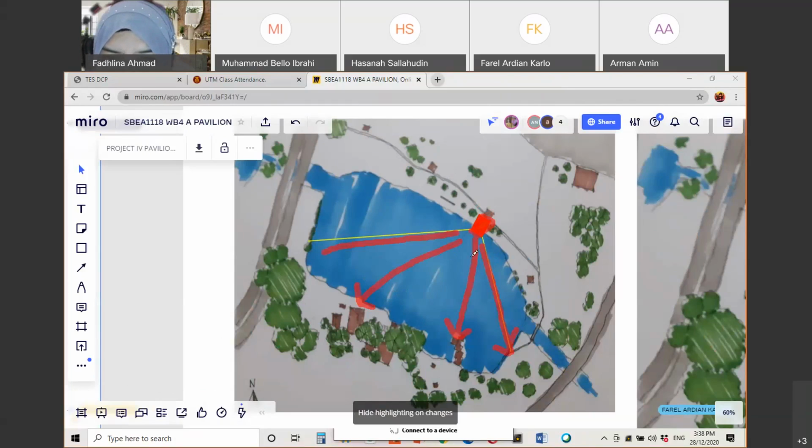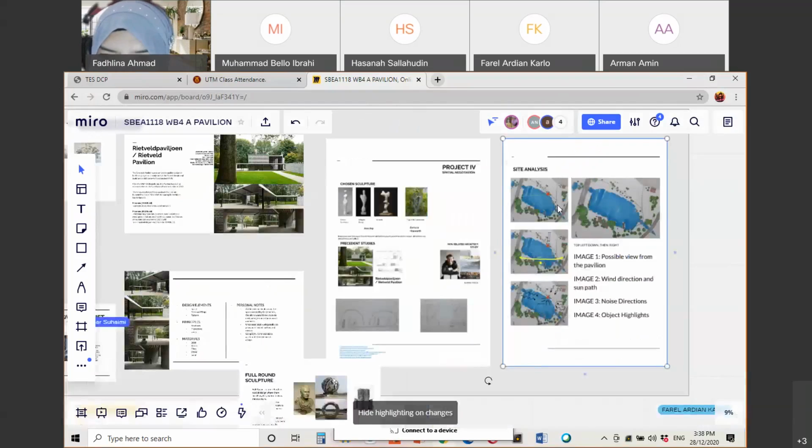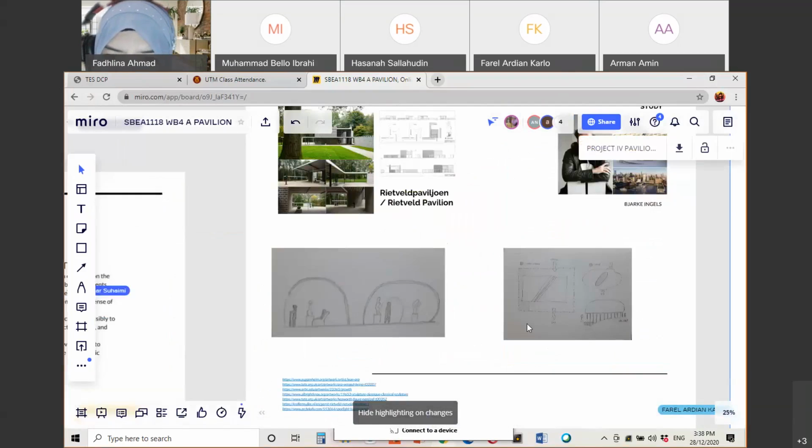You will need to know where the best view is that you want to capture and where you want to put your lookout spot, because the lookout spot is one of the requirements in your P4, right? Yes, doctor. Okay, so this one is good. The site analysis.